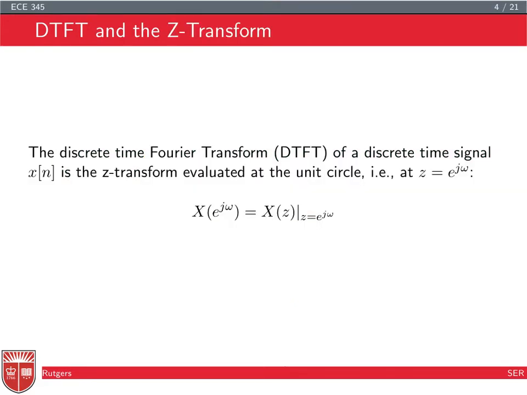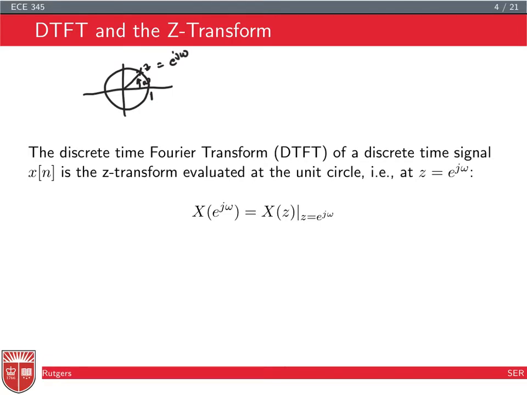Now, if you think about it a little bit, you can see that there is a strong connection between the DTFT and the Z transform. Actually, the DTFT is the Z transform evaluated on the unit circle. So if this is the unit circle here, any point z on the unit circle is equal to e^{jω}.